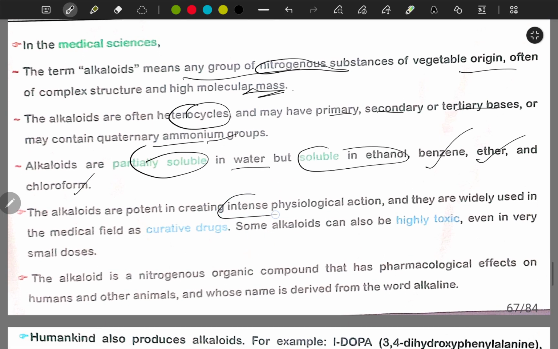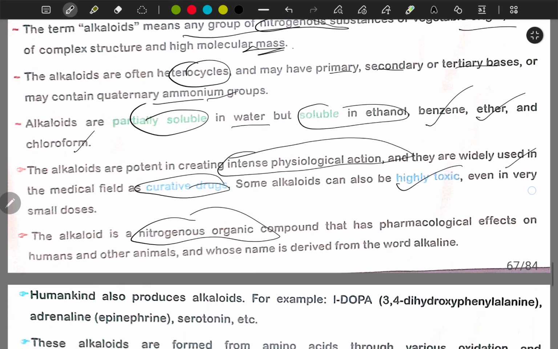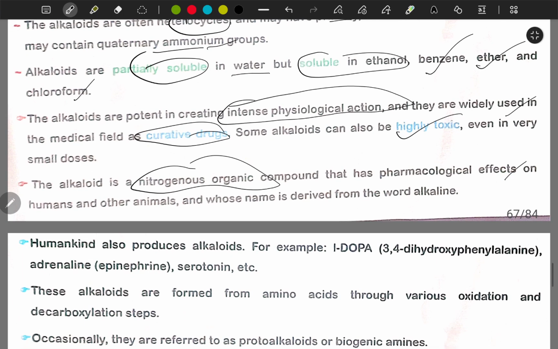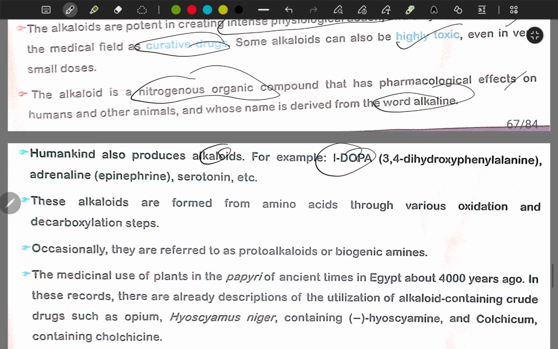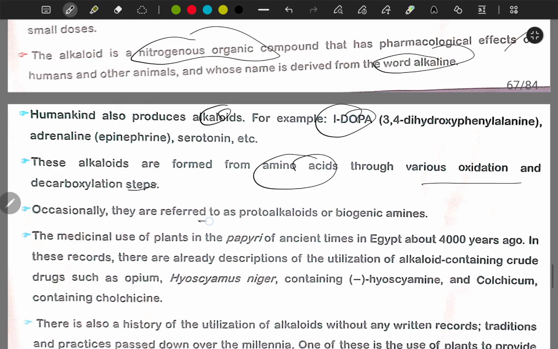Alkaloids are potent in creating intense physiological action, and they are widely used in medical fields as curative drugs. Some alkaloids can also be highly toxic, even in very small doses. The alkaloids are a nitrogenous group of organic compounds that have pharmacological effects on humans. Humans also produce alkaloids, for example L-dopa, adrenaline, serotonin. These alkaloids are formed from amino acids through various oxidation and decarboxylation processes. Occasionally, these are referred to as protoalkaloids or biogenic amines.